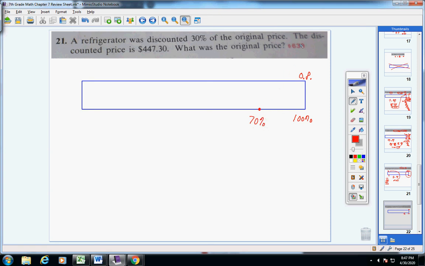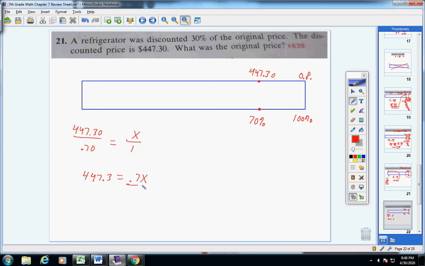And the discounted price was right here, 447.30. So there's one ratio right there: 447.30 over 0.70 equals, here's your next ratio, x over 1. Now, 447.30 times 1 is 447.3. I was going to put 0.3 instead of 30. Same thing here, guys. 0.70 times x is 0.70x, but we know 0.70 is the same thing as just 0.7. It makes it easier, okay?